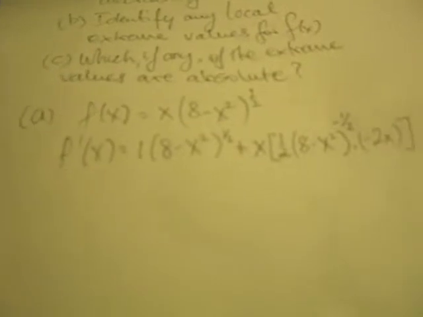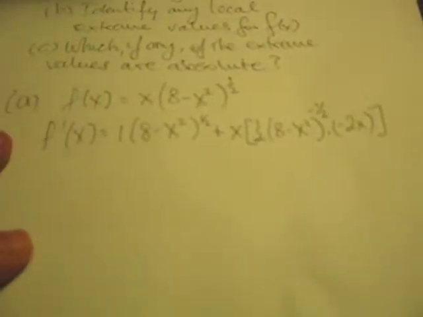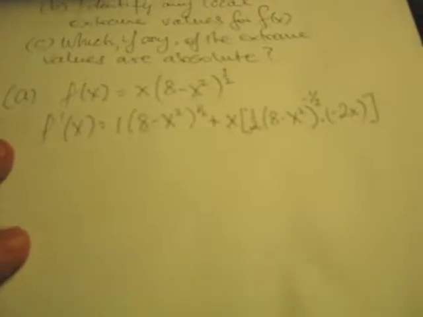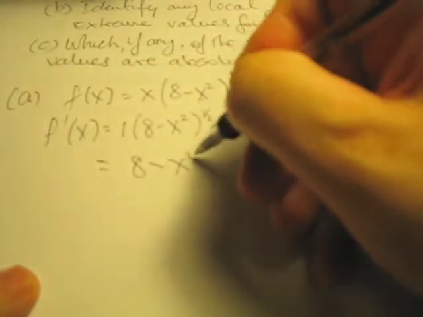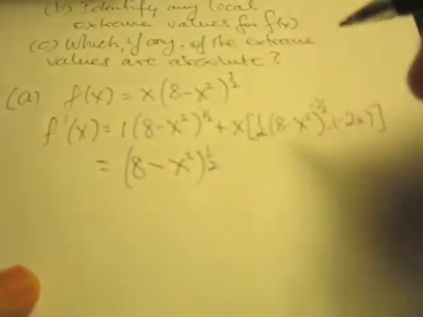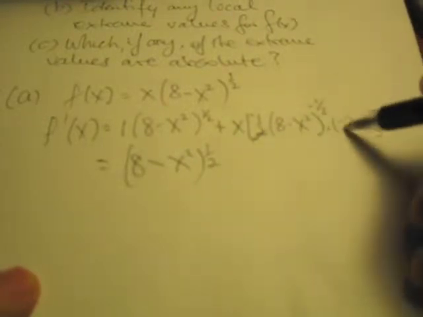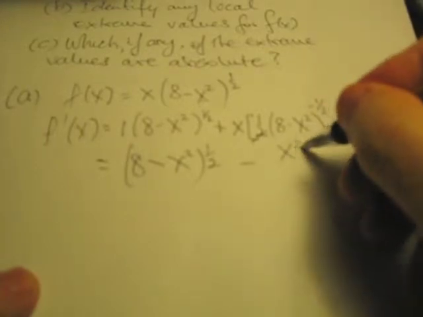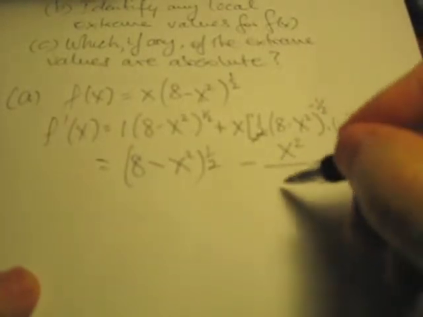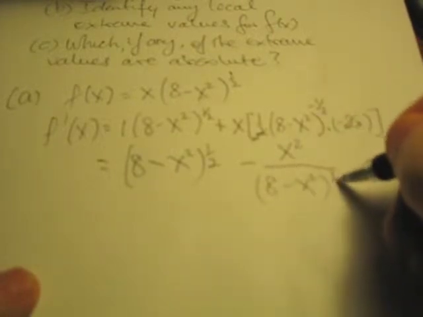Right, we now go ahead and simplify this, because we've got to get it into a form to find when it's going to be equal to 0. Alright, so to do that, of course, we have 8 minus x squared to the half. Now, with this one here, we'll see that the half goes with the 2 here, and we have a negative x squared. And of course, we have this now over 8 minus x squared to the half, to make it a positive exponent.